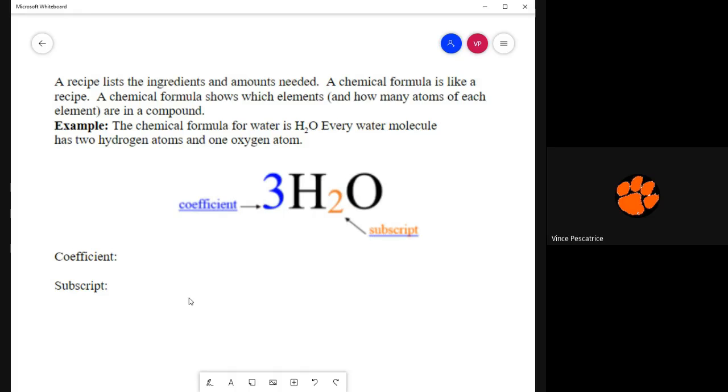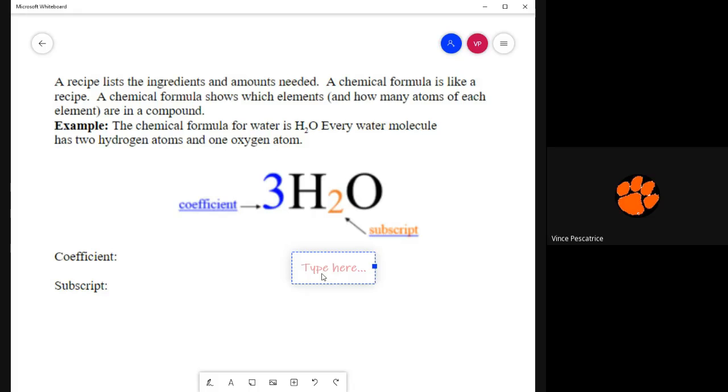So, for example, in this formula below, you have 3H2O. Now, the 3 in front in blue is called the coefficient. It tells you how many of the following compound there is. The little number 2 tells you how many of the individual element there is in front of it. So the H comes before the 2. The 2 represents 2 hydrogens. So we're going to start with the subscript.